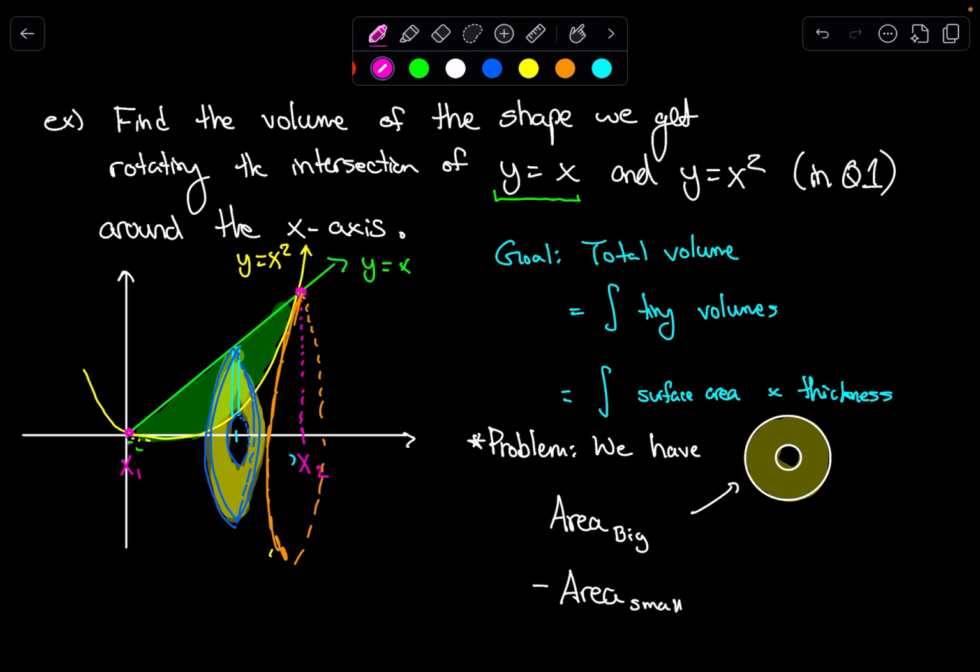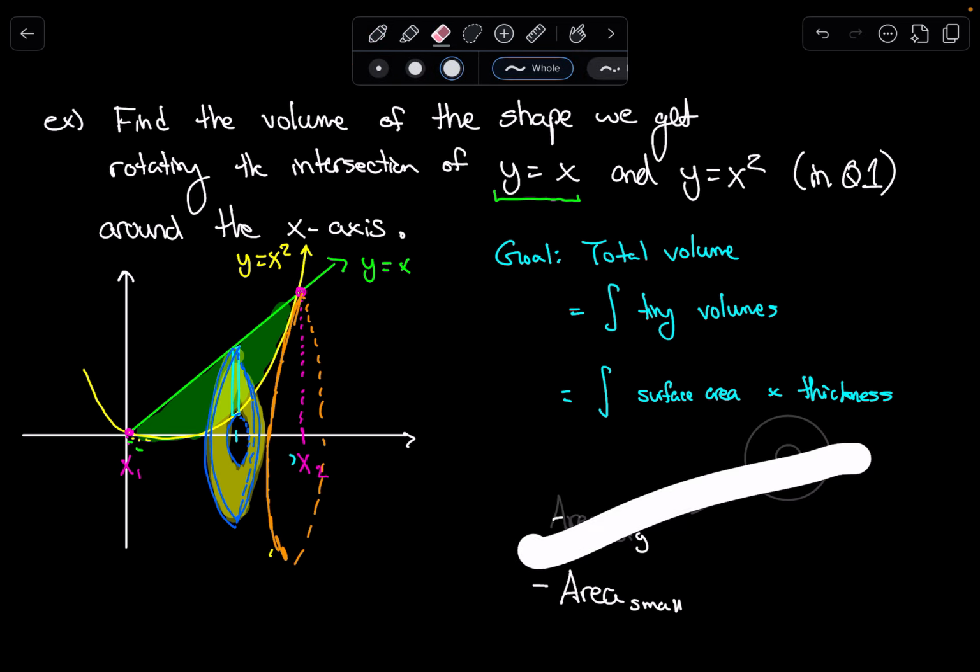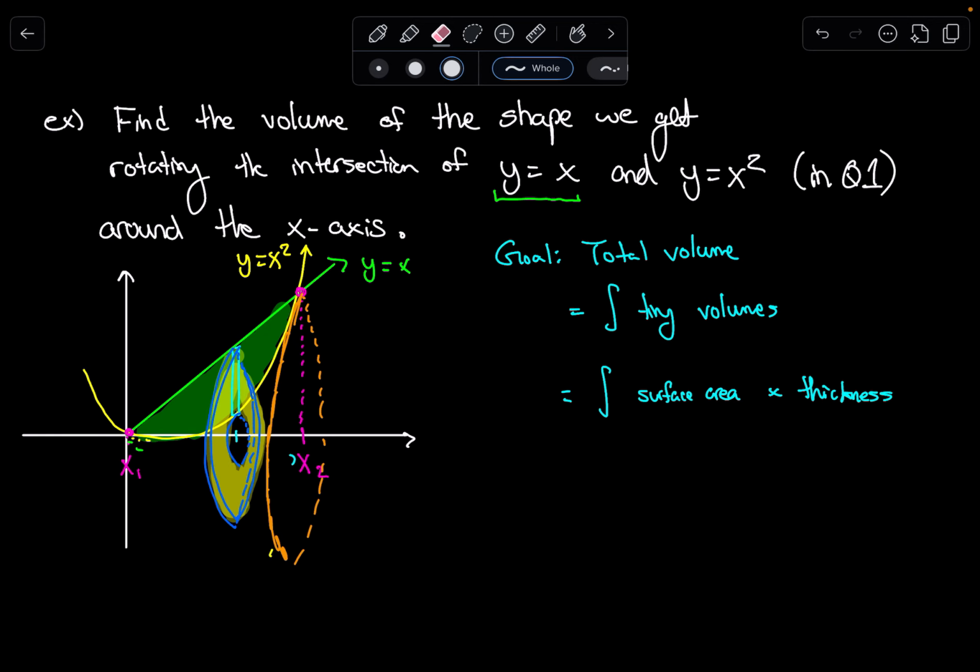If I calculate the area of the big one and then I punch out the area of the small one, that's going to leave me with the surface area of the shape that I'm actually interested in. And that's exactly what we're going to do here. So making space again, right? The surface area in this particular case is going to be the area of the big circle, or what's called in the textbook the outer circle, minus the area of the small circle, or what we might call the inner circle.